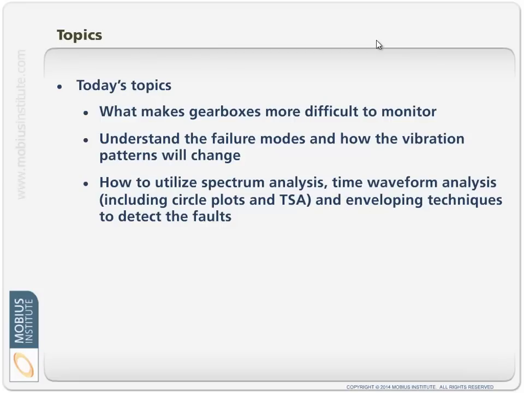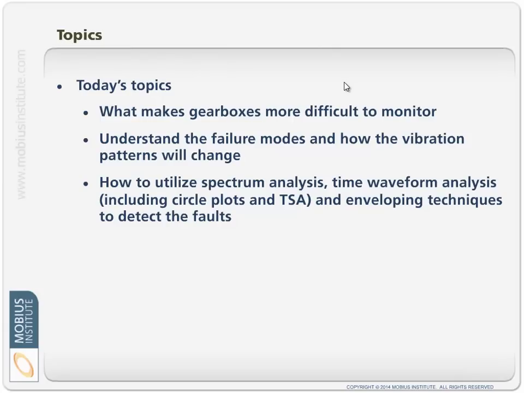The next question we want to look at is just to understand some of the failure modes and how vibration patterns will change. Now, this isn't a detailed discussion of all the failure modes of gears and so on. It's really just looking at some of the more common fault conditions and how the vibration will change. We'll look at a little bit of time waveform analysis and also how the spectra will change.